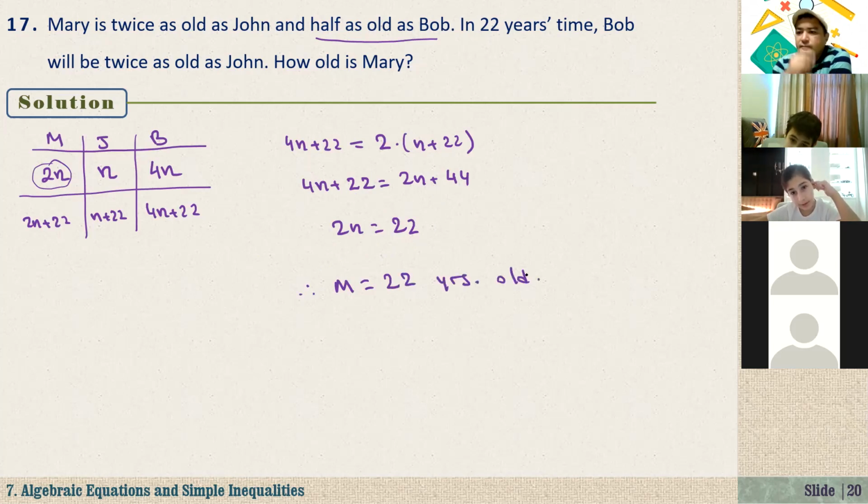I did a bit different. I just took 2N without plus 44 and I just multiplied by 2 at the end.